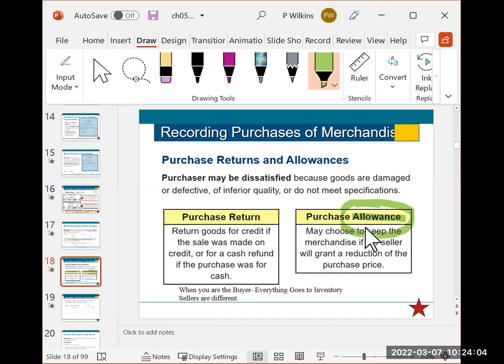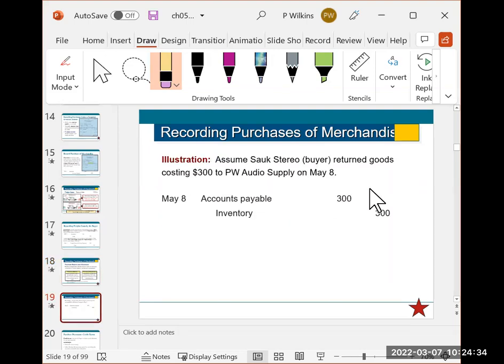So the $2.50 allowance would also go to inventory. So as the buyer, everything goes to inventory. So if there's a return or an allowance, it goes to inventory. And we're going to look at samples of this, so don't freak out yet. We're going to do some problems with this. Okay. You just have to know that as the buyer, freight, returns, and allowances all go to inventory. It's different for the seller, but as the buyer. Okay, so here's one example.